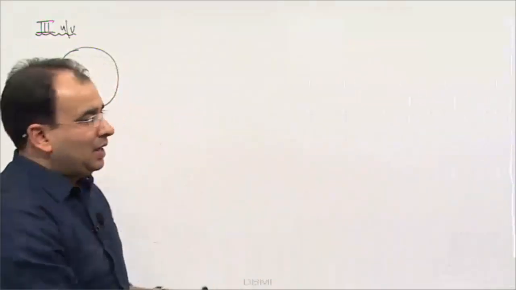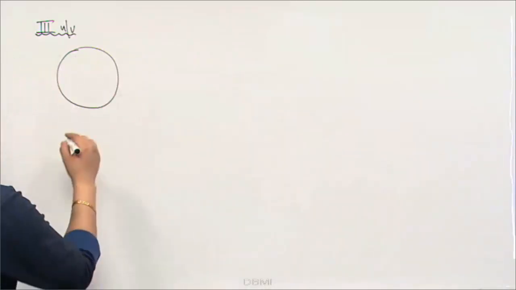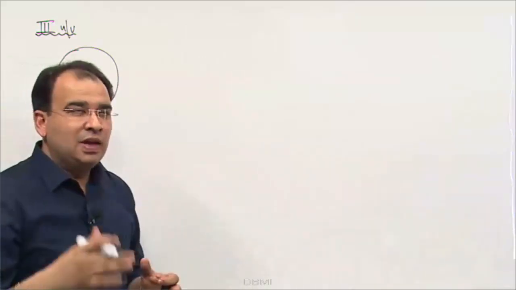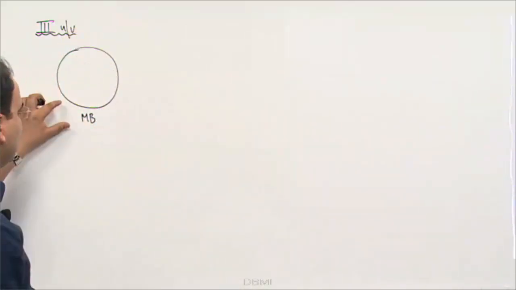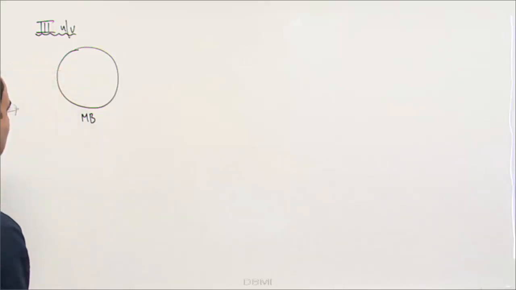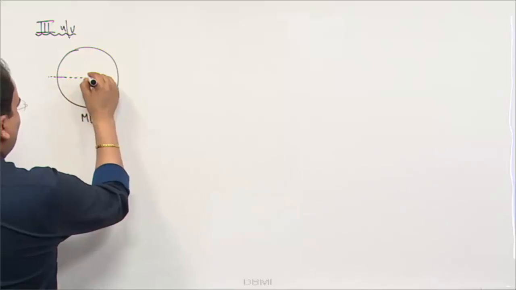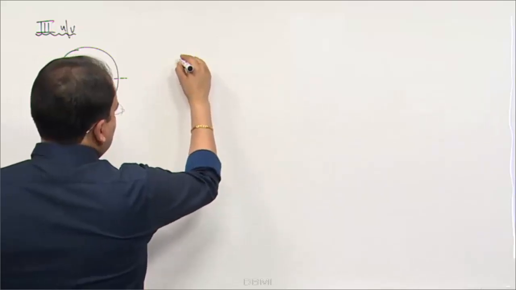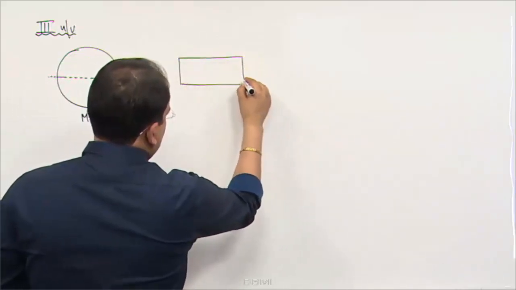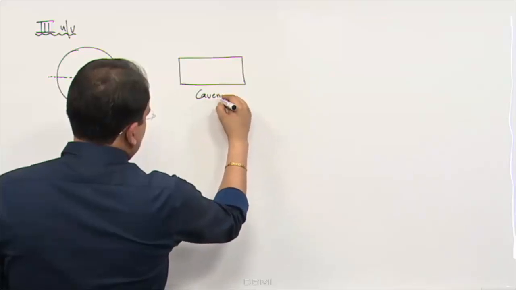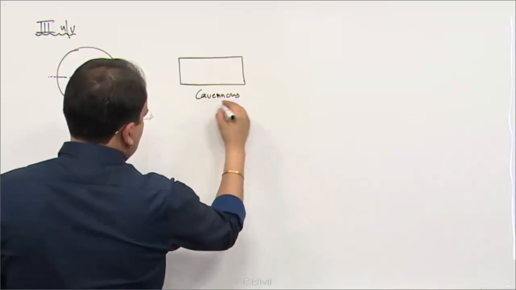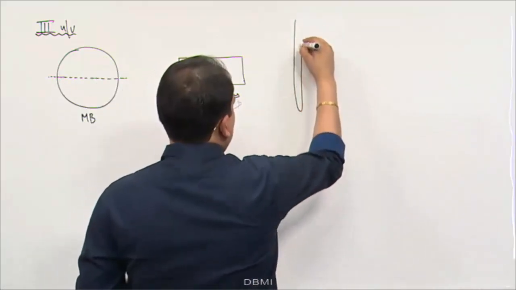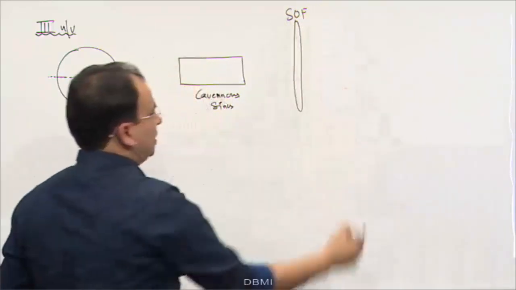So let me make a plot here. If this is a section of the midbrain, from the level of superior colliculus, because we are talking about third nerve and third nucleus is present at the level of superior colliculus, and let's say this is the midline here dividing into the right and the left. There we have cavernous sinus, this is the superior orbital fissure. I'm just writing SOF.